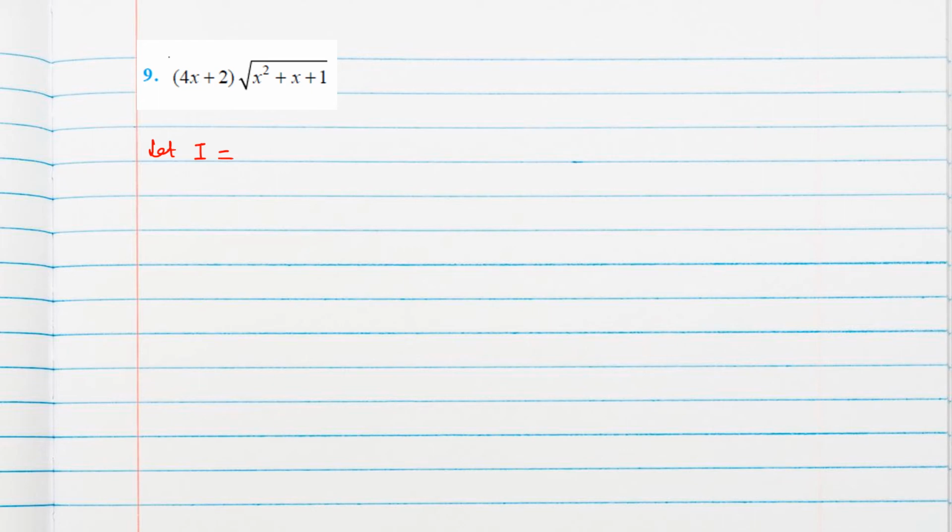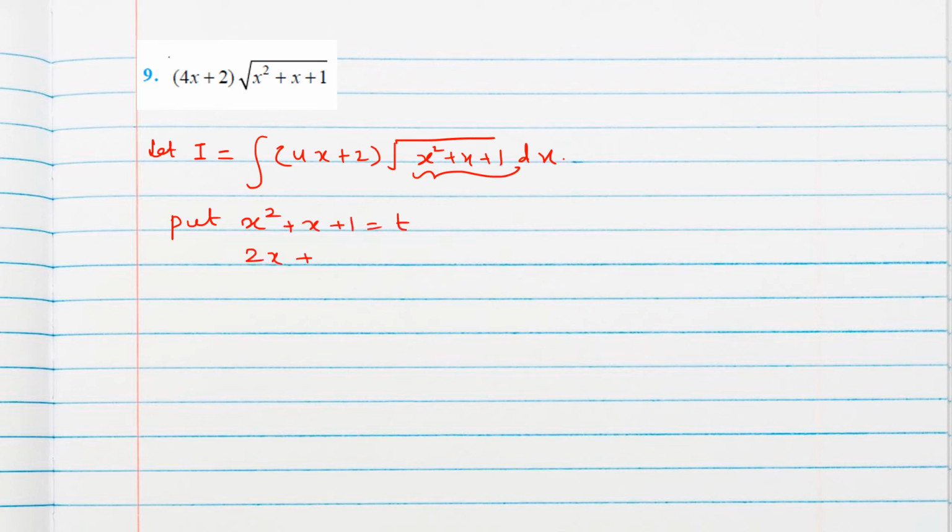Let integral I be 4x plus 2 root of x square plus x plus 1 dx. Okay, now if we put the inside root expression as t, we'll get 2x plus 1 dx as dt. But here we have 4x plus 2. But from that bracket we can take 2 common. So first we'll simplify our question. From this bracket we can take 2 common. Now we can change into t form.